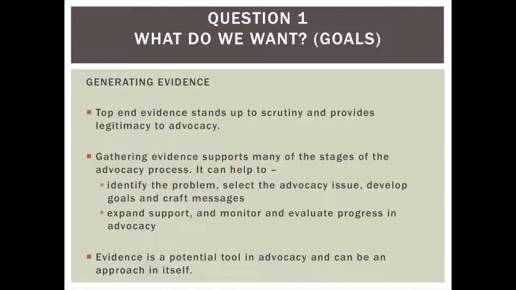Generating evidence. After determining the problem and solutions that can be addressed by evaluation advocacy, it is critical to generate and utilize evidence that will support this advocacy. For effective advocacy, evidence may include all information that is collected through a systematic, credible process. Top-end evidence may include a policy evaluation, empirical research, and expert knowledge that can stand up to scrutiny. Moreover, gathering evidence supports many stages of the advocacy process. It is required to identify the problem, select the advocacy issue, and develop goals, and also to craft messages, expand support, and monitor and evaluate progress in advocacy.